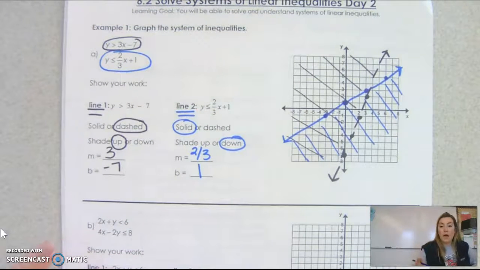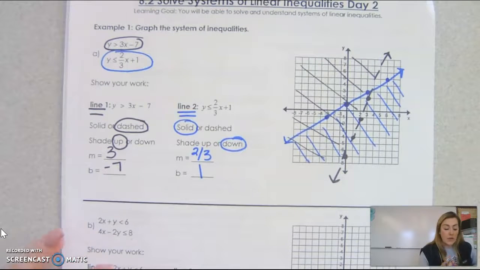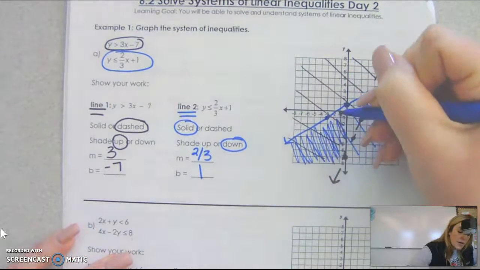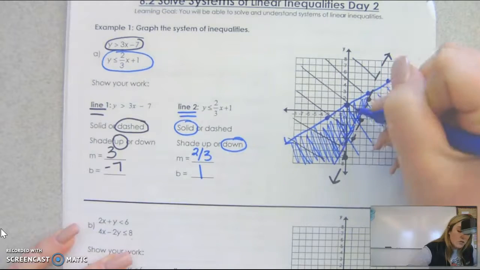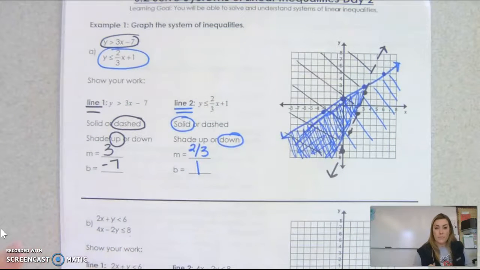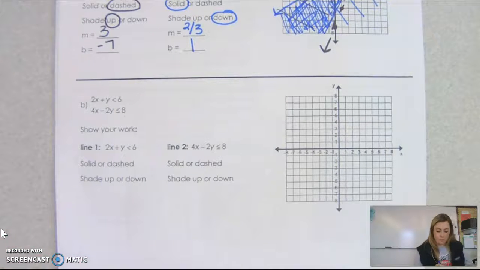Now I need to make sure that we can tell, or me and Mrs. Lindbergh can tell, exactly where the double shading is. So I'm going to make that really dark. That's this little triangle shape right here. That's my double shading. Okay, let's try example 2.